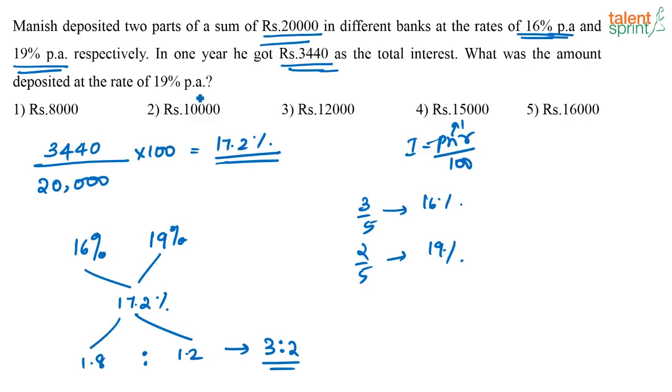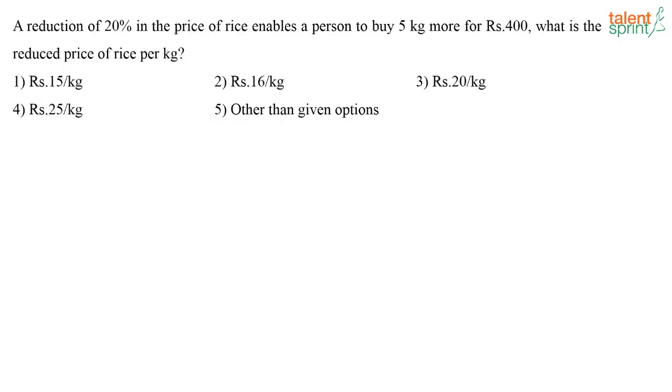What was the amount deposited at the rate of 19% per annum? So what is the amount that he has deposited at 19% per annum? It is nothing but 2 by 5 into 20,000, right? That is equal to 8,000 rupees. Option 1. Next one.